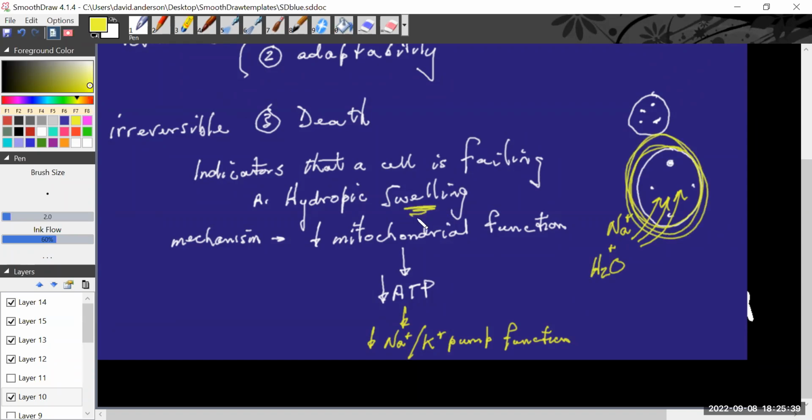Hydropic swelling. Now, this little pathway that we drew here doesn't help you if you don't understand what the role of the mitochondria is in the first place. And it doesn't help you if you don't understand what the role for ATP is on the sodium-potassium pump. So if you're having some trouble remembering this sort of thing, you've got to spend some time in review.